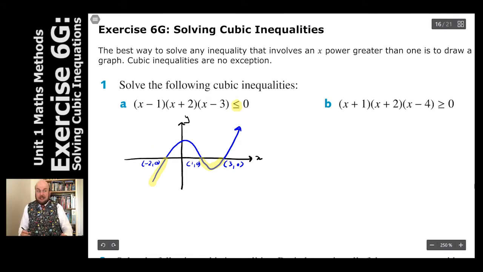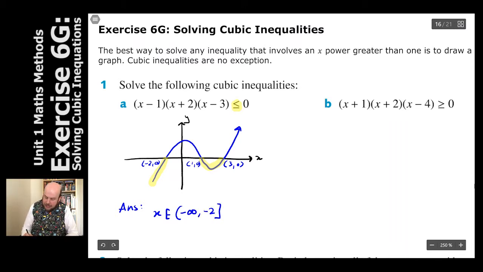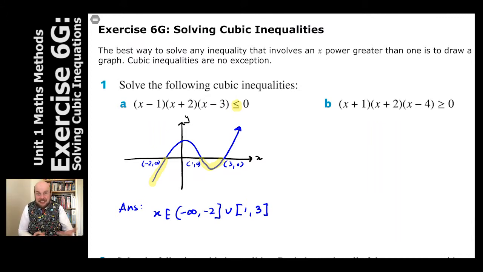So my answer is simply x is an element of (-infinity, -2] union [1, 3]. I'm using interval notation because I can. I think that would just be best. You could write it in set notation. Neater. Anyway.